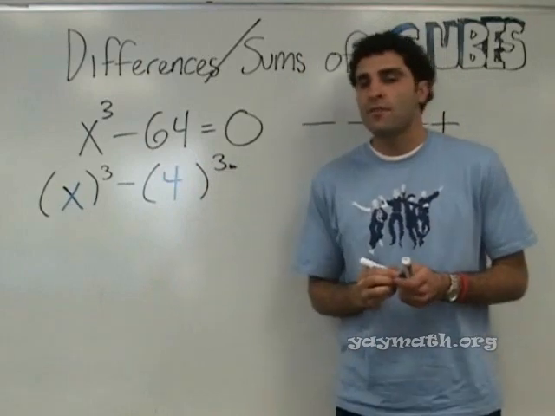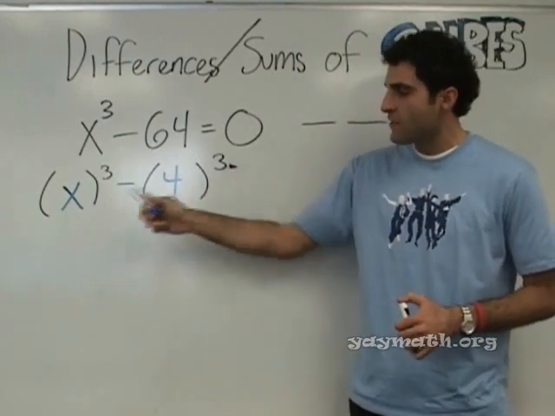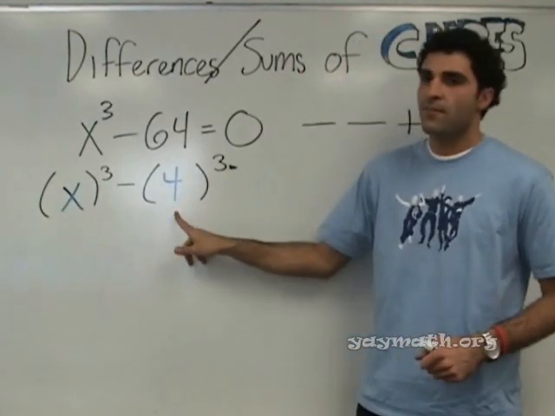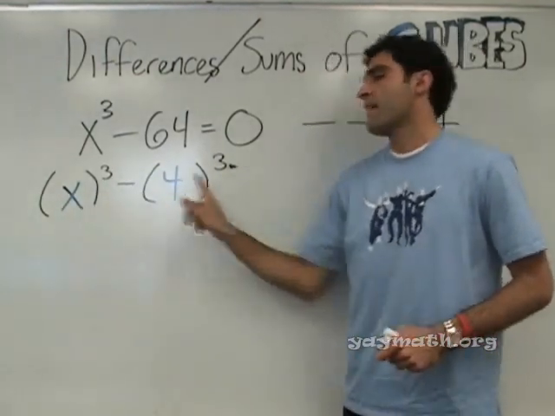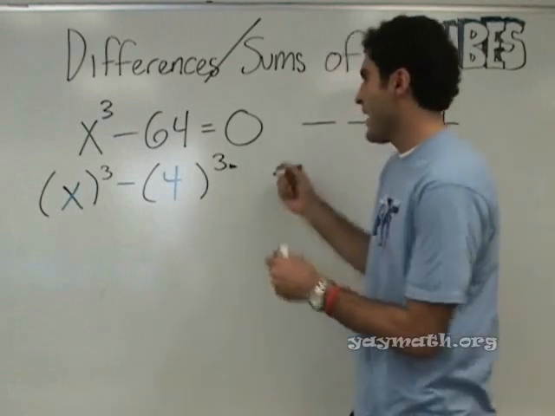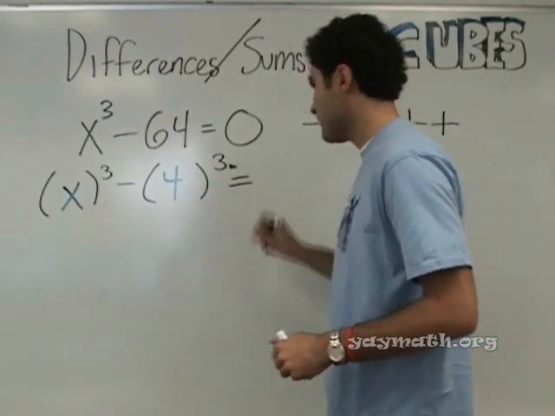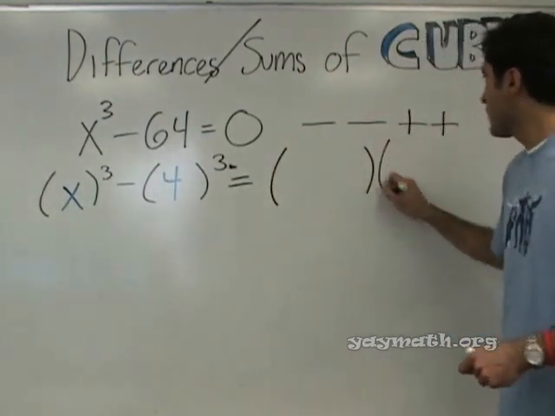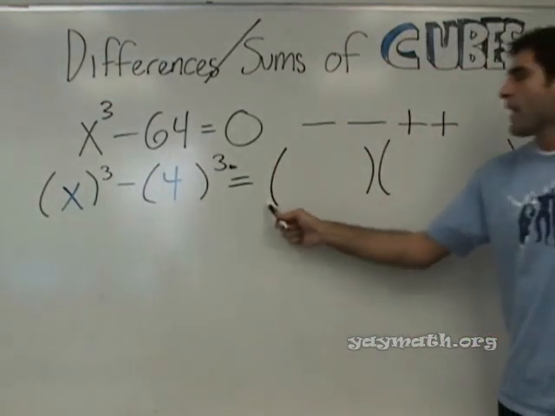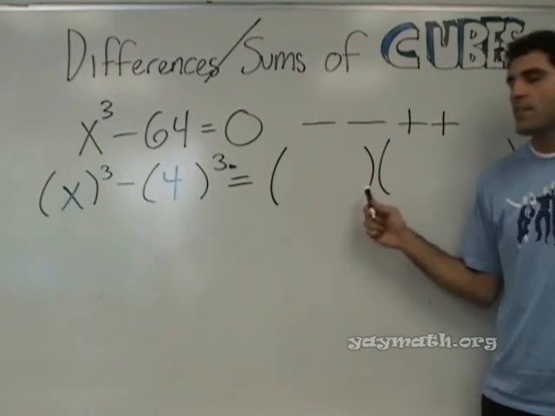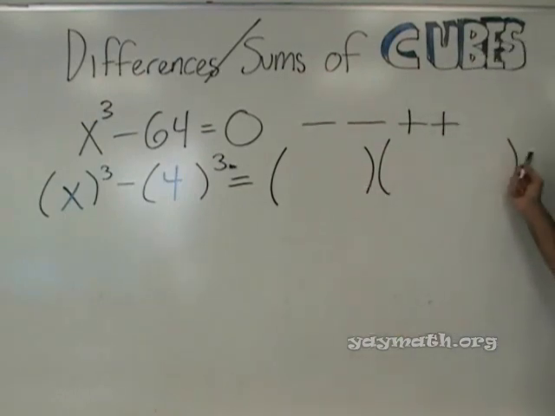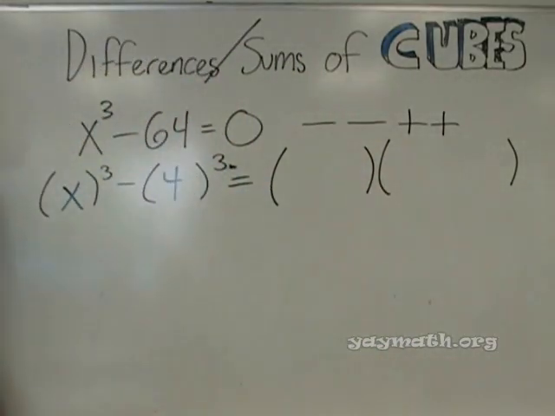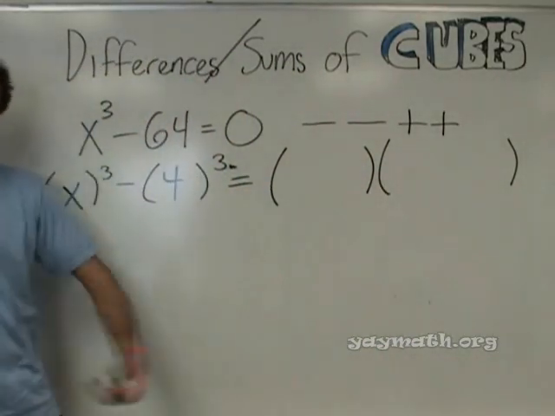Now that we wrote it as a difference of cubes, we're going to call this the first term and this the second term. The first term is x, second term is 4. And now we do equals. Make a parentheses for 2 numbers here, and 1 for 3 numbers, so a little bigger over here.